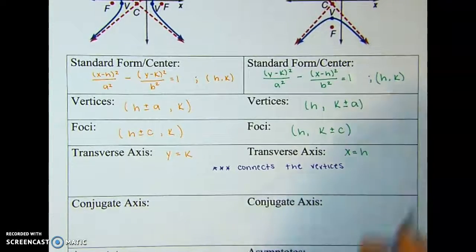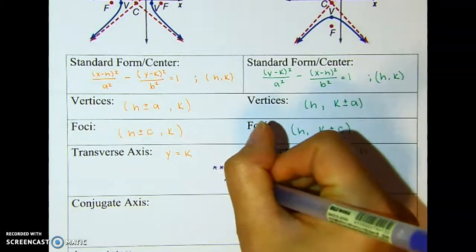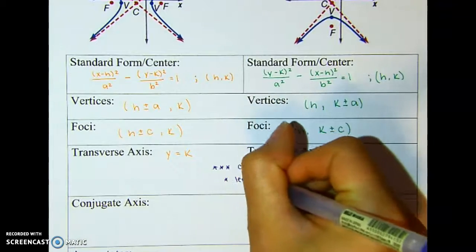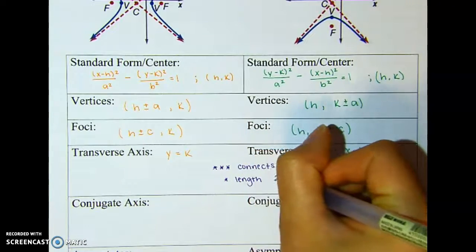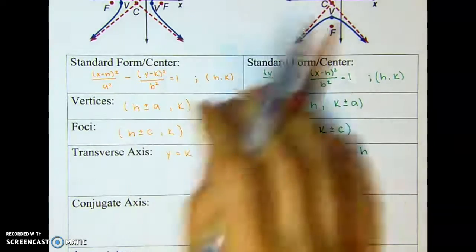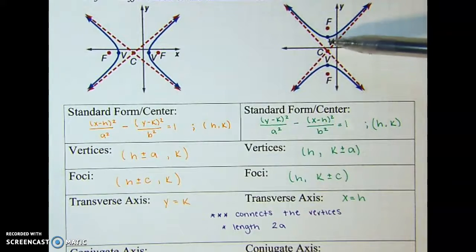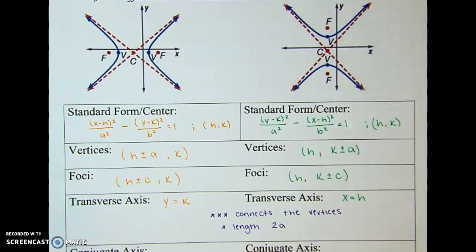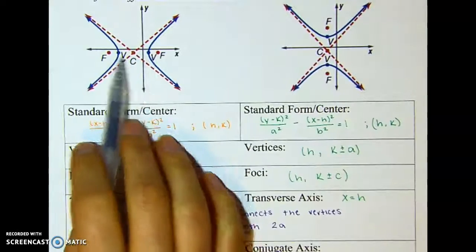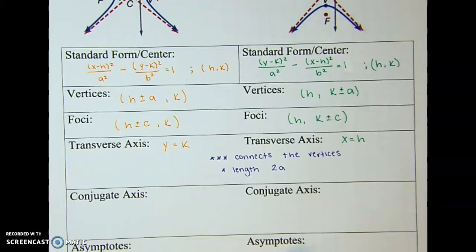And the length will be 2 times a. So it's the distance that's connecting the vertices, and it will be 2 times the a value. Same thing for here. So that's the transverse axis.